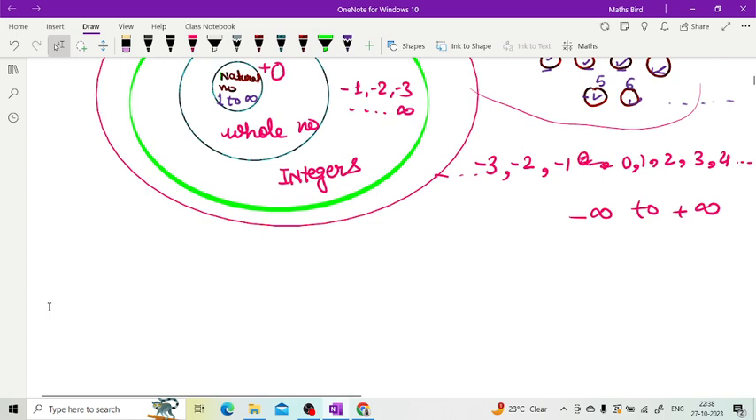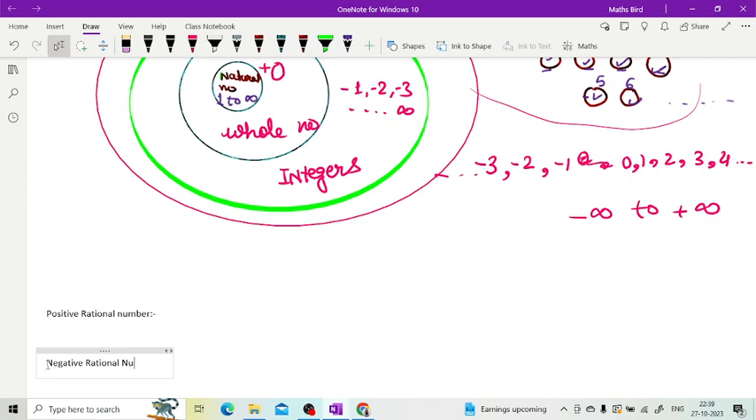So now we will discuss what is a positive rational number. Sorry, this is number, right? What is a positive rational number and what is a negative rational number? Positive means if the rational number is positive, then it is a positive rational number. If the number is negative, then it is a negative rational number, right? Very simple it is.